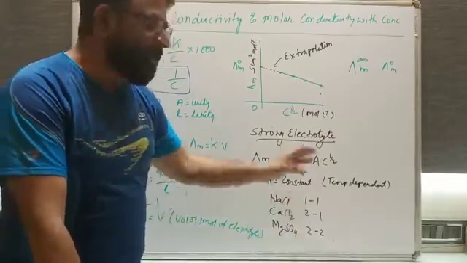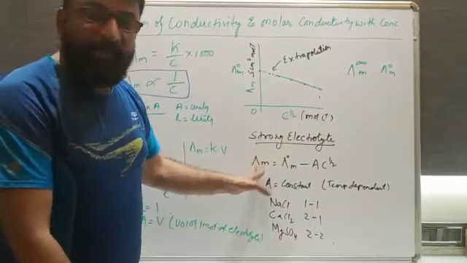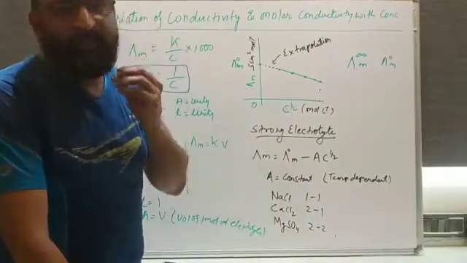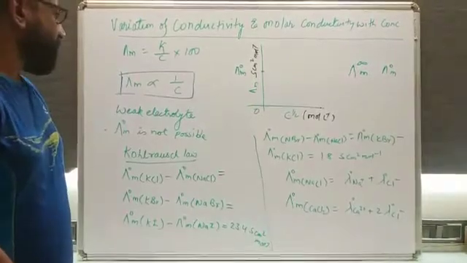That means the valence. So we can substitute the value of A, and we can find out the molar conductivity or limiting molar conductivity. By using these values, we can find out the molar conductivity and the limiting molar conductivity. I hope you understood this.